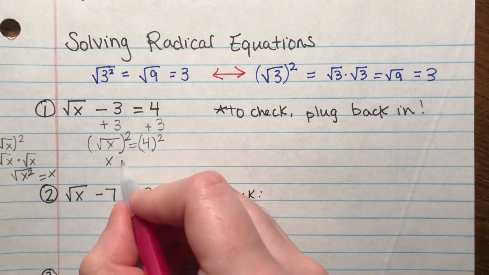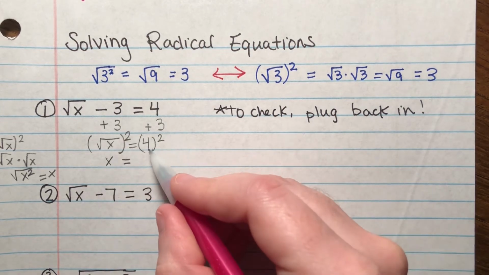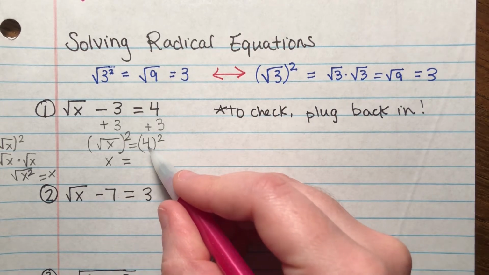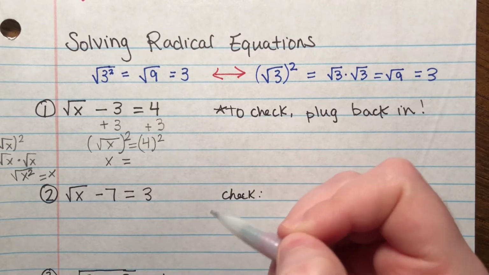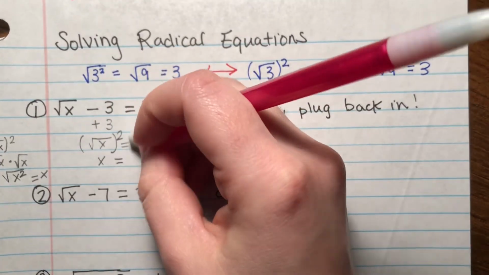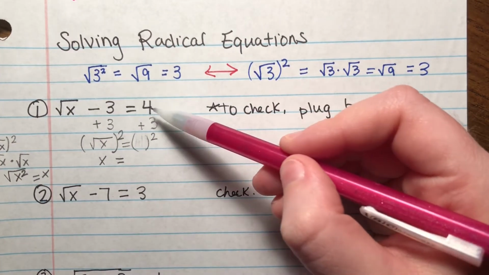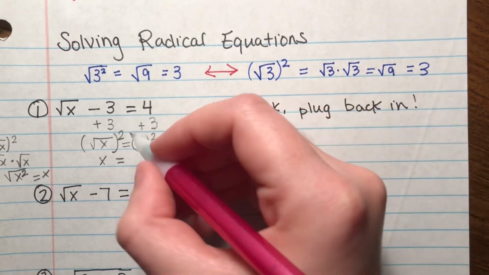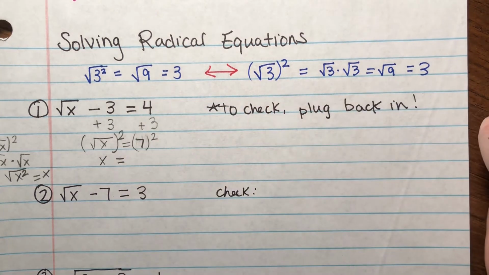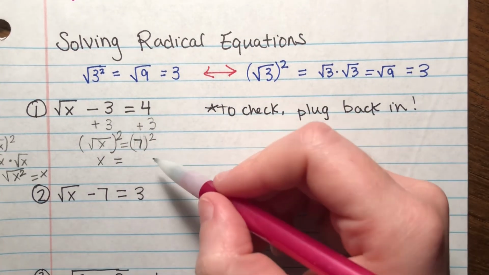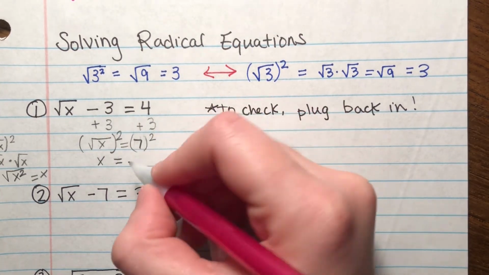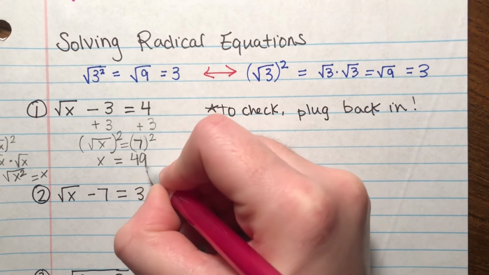So x equals, and we know that 4 squared, oh, I'm sorry, that's not 4. I already messed up on the first example. I forgot to add on this side, so when I added 3, 4 plus 3 is 7. Right, so same idea, different number. So 7 squared on this side is going to be 49.